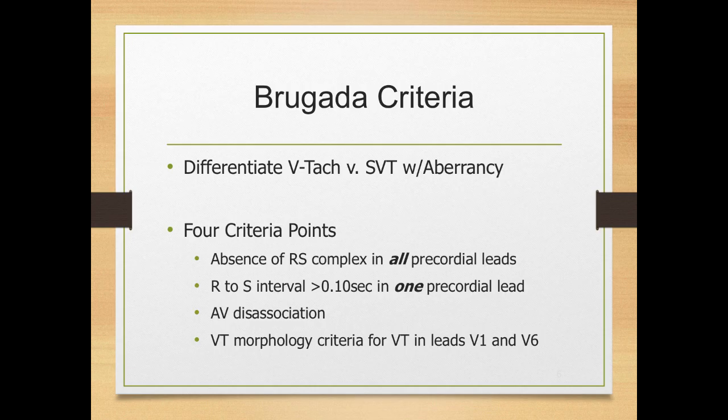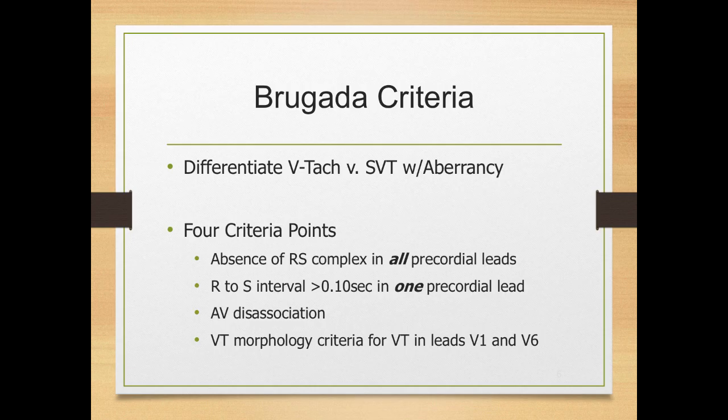Third criterion is AV dissociation. So usually there are no P waves in V-Tach, or sometimes there are P waves here and there, but they just don't talk to the QRS complexes. They're completely dissociated. We see this also in a third degree AV block. So if there are P waves, they're just not talking to the QRS complexes. PR intervals all over the place. P waves might look different, they might have different morphologies, but we've got AV dissociation.